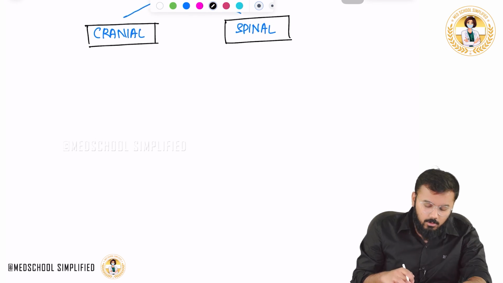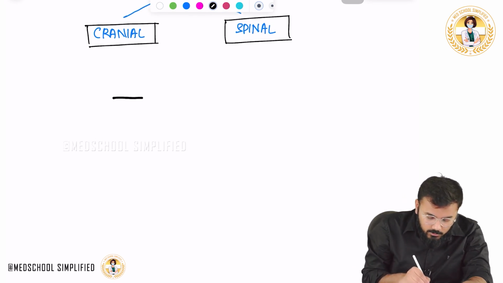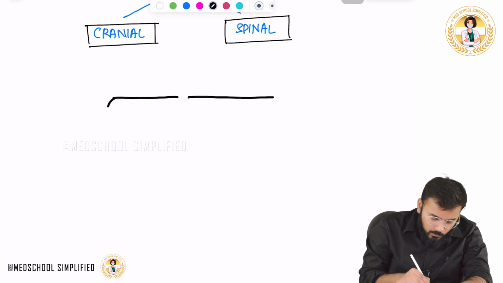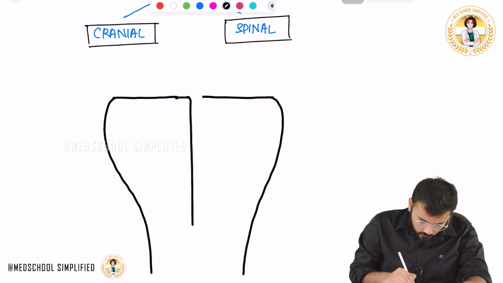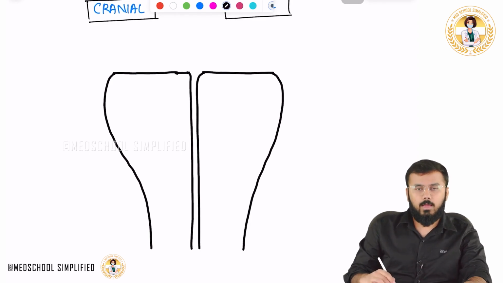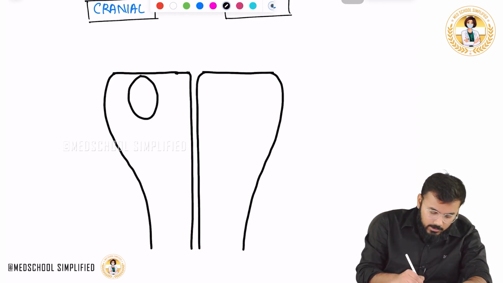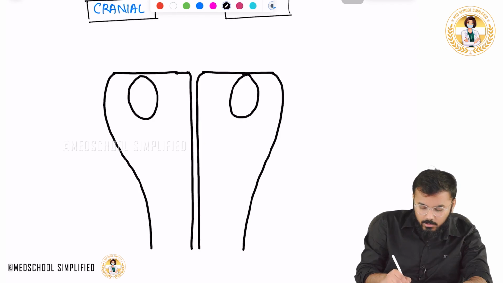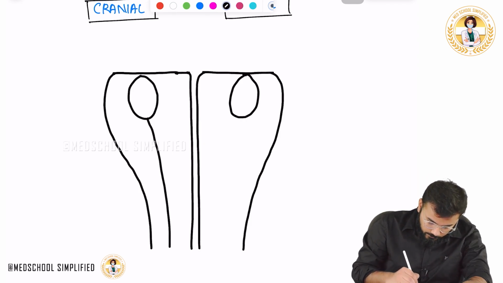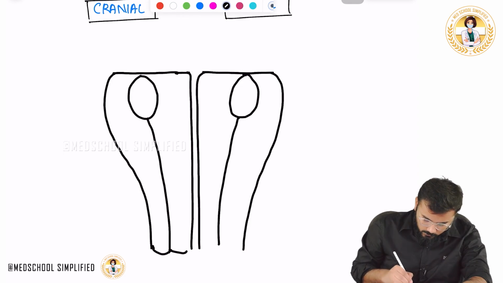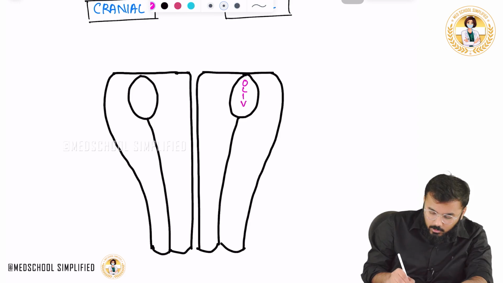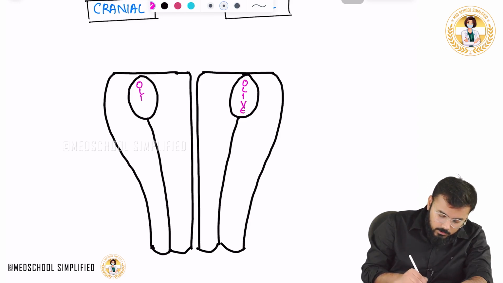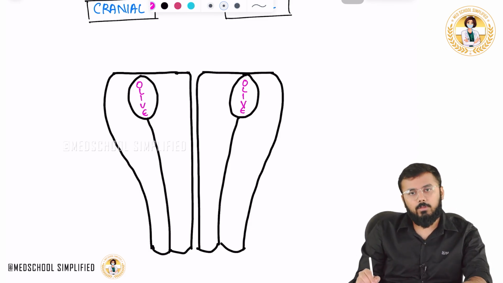So, let me draw the medulla oblongata structure over here so that you would understand it better. Right, right now I am drawing the pyramids, and these structures which I am drawing on either side are called your olives. Here also, these are the olives.